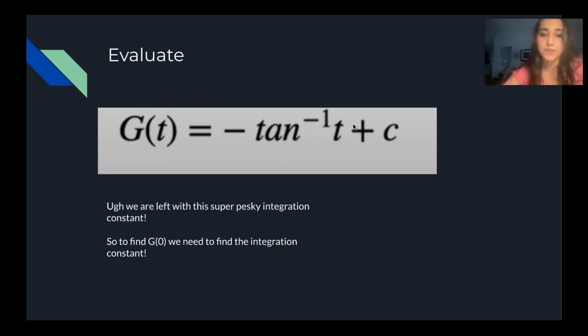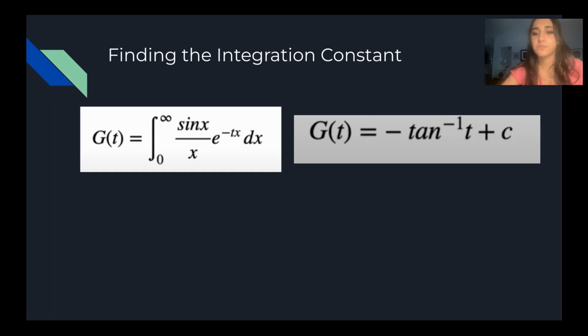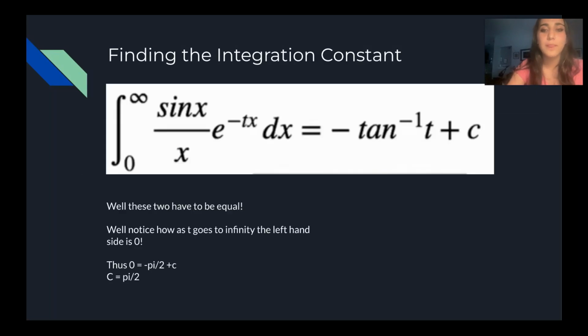But once again, we have another issue. We are left with this super pesky integration constant, this plus c. So in order to find g of 0, we need to first find this integration constant. And the way that we're going to do this is you can notice that before we simplified and did all this Feynman's technique, we knew that g of t is also equal to the integral from 0 to infinity of sine x over x e to the power of negative tx dx. And also now we know that g of t is also equal to the negative arctangent of t plus c. So we can just simply set them equal to each other.